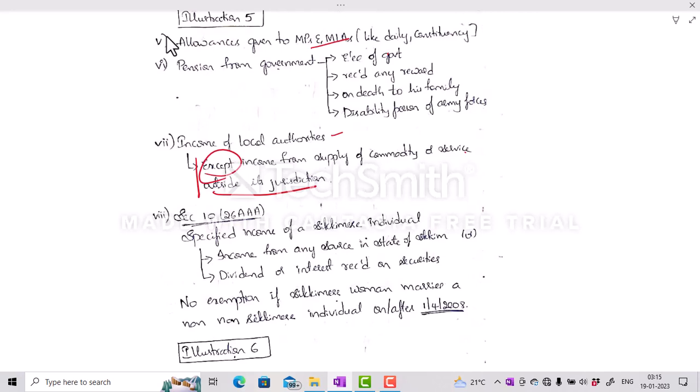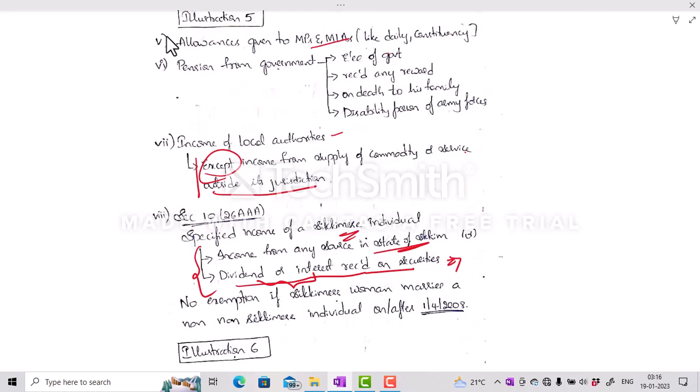And the last one is 10(26AAA). It is for a Sikkimese individual. These two incomes of a Sikkimese individual will be exempted income. That is, income from any source in the state of Sikkim. If it is earned in the state of Sikkim, then it will be exempted. Or dividend or interest received on securities. See, if it is dividend or interest income, it can be from any state. But in case of any other income, it is exempted only if it is from the state of Sikkim. These two incomes will, however, be exempted even if earned outside the state.